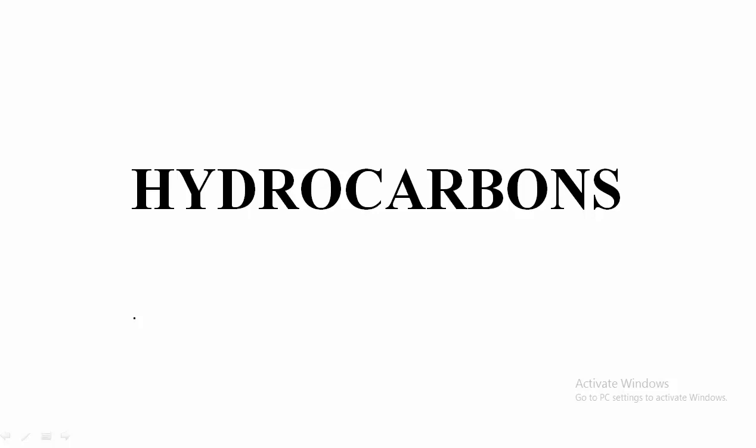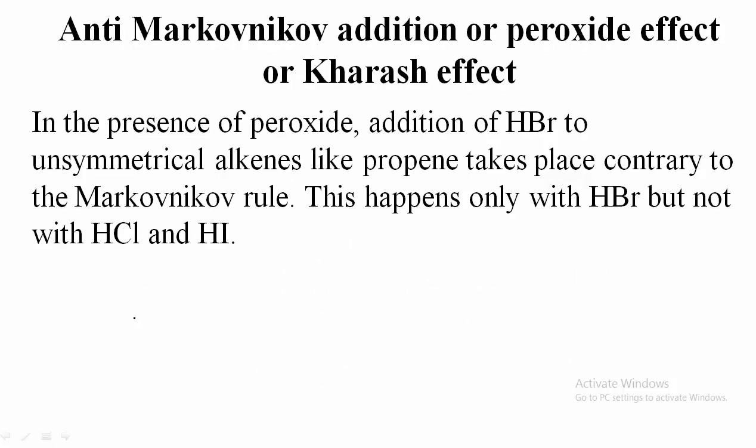In the previous lecture, we studied one of the important rules in chemistry, that is the Markovnikov rule, which is used to explain the addition of hydrogen bromide or hydrogen halide to an unsymmetrical alkene. Now, what happens to the addition of hydrogen bromide to the unsymmetrical alkene when there is a presence of peroxide? In such cases, we will use anti-Markovnikov addition, or peroxide effect, or Kharasch effect.